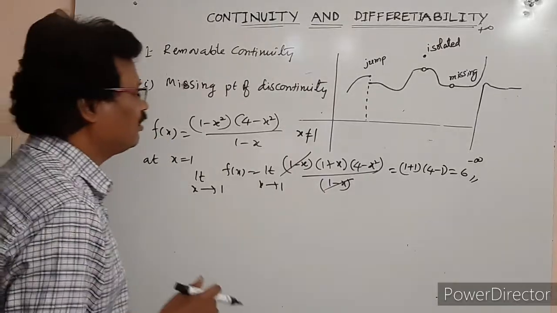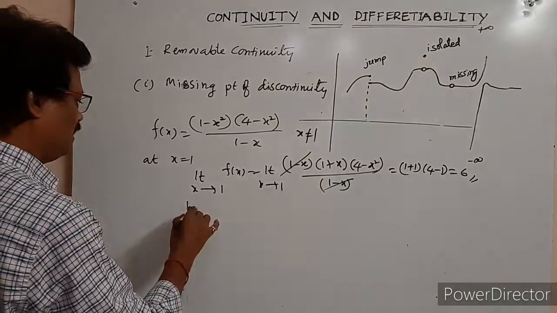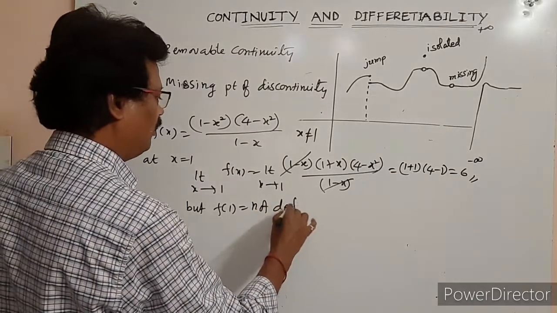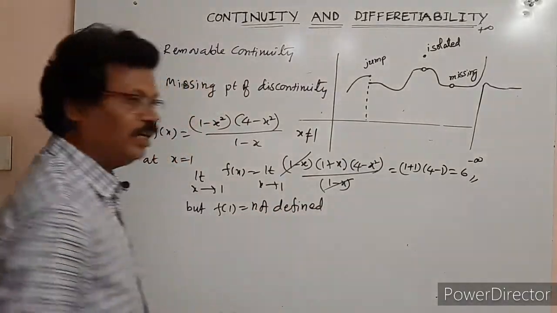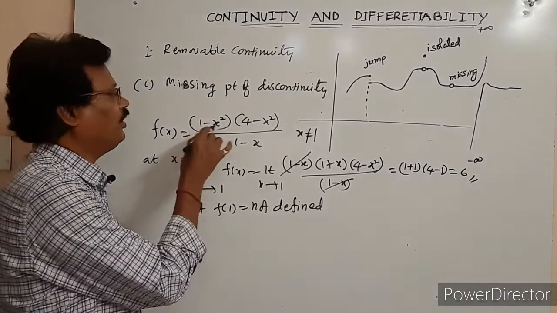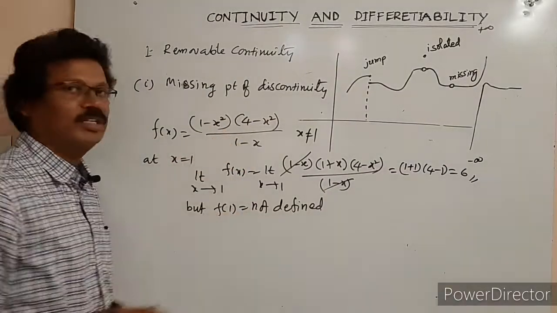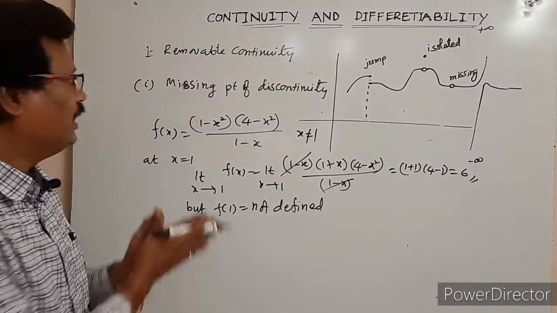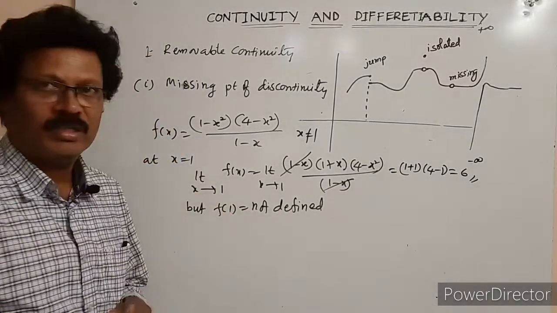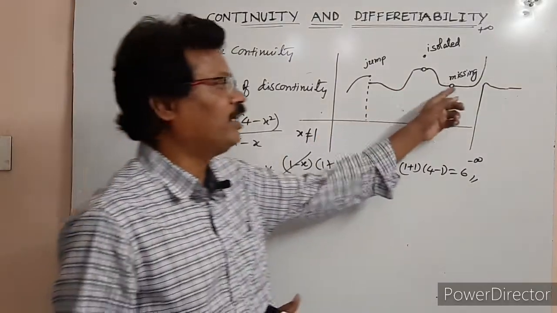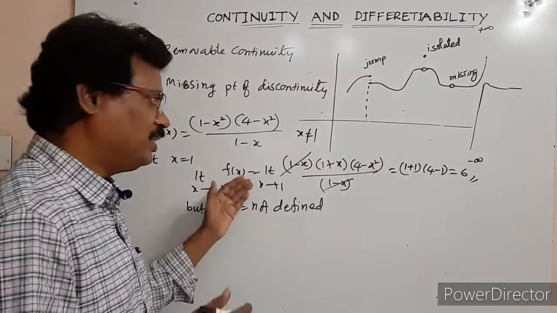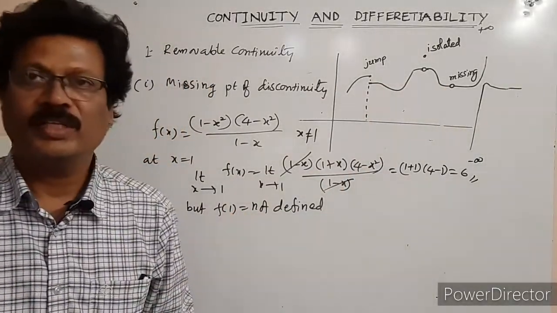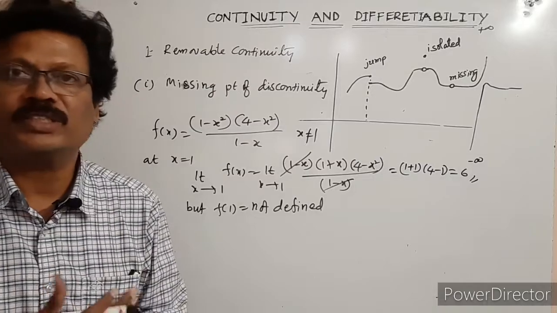But f of 1 is not defined. If I put x equal to 1 in this, it becomes 0 by 0. That's why it is undefined. That's why it is discontinuous at x equal to 1. This is called a missing point of discontinuity. The limit exists, but f of 1 is not defined. Therefore, this is called missing point of discontinuity.